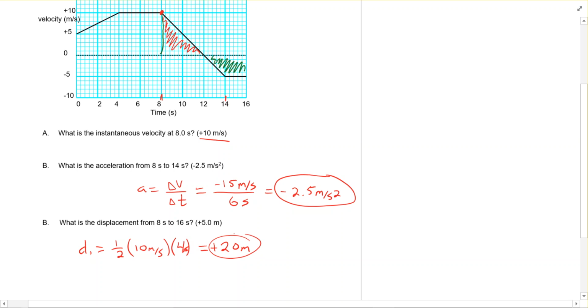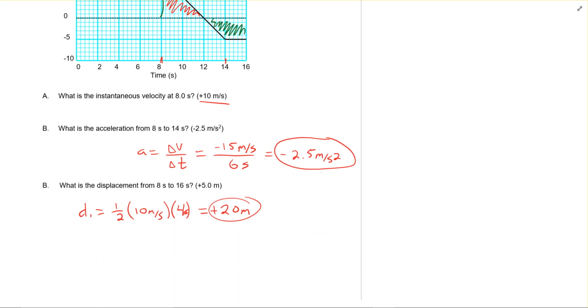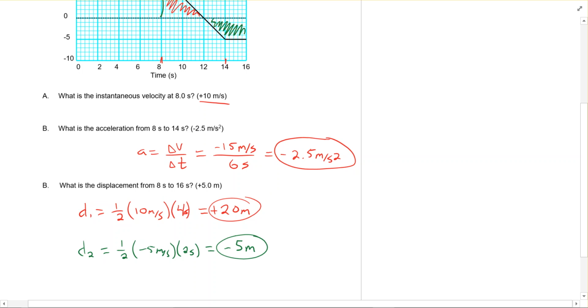So positive 20 meters. Okay, and then the second one, we're going to have to split this up into two because we've got a triangle and a square there. So let's do the triangle first. D2 is going to be, looks like -5. Well, 1/2 too because it's a triangle. And then -5 meters per second times, that was only for 2 seconds. So that's going to be -5 meters.